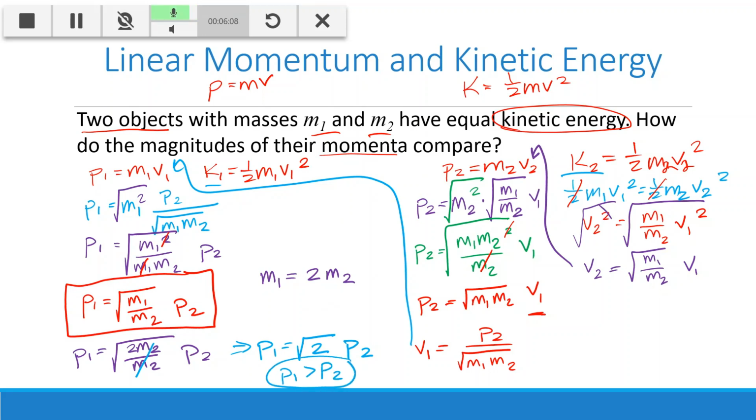Okay, so if they have the same kinetic energies, then the object with the larger mass is going to have more momentum, but the momentum isn't going to be double with the mass. So this gives you a way to see that objects can have the same kinetic energy but different momenta, and the way that velocity squared in that kinetic energy term varies compared to the linear momentum.